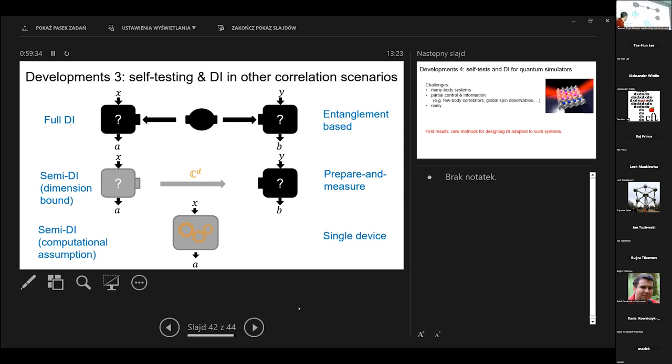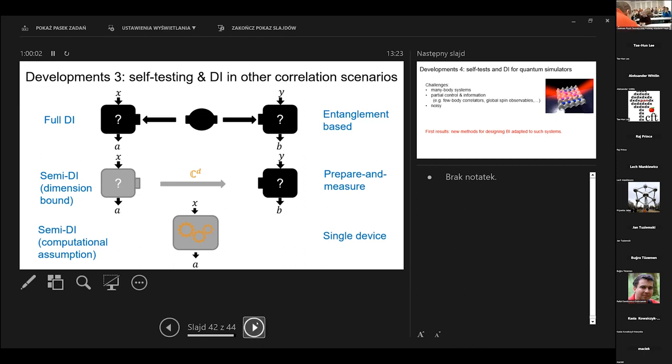And recently, computer scientists have also looked at self-testing using computational assumptions. This means trusting that the device is not solving some very hard complex problem. Based on that, you're able to do some kind of self-testing, and you can do that using a single device. You see that this idea which came out of work on Bell inequalities is now spreading in different directions in quantum information, which is quite nice.